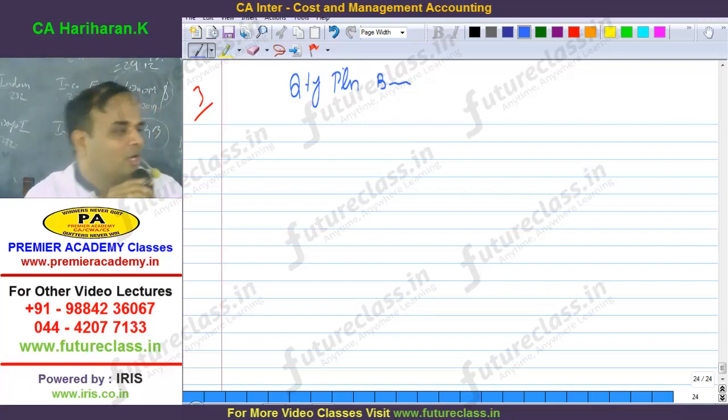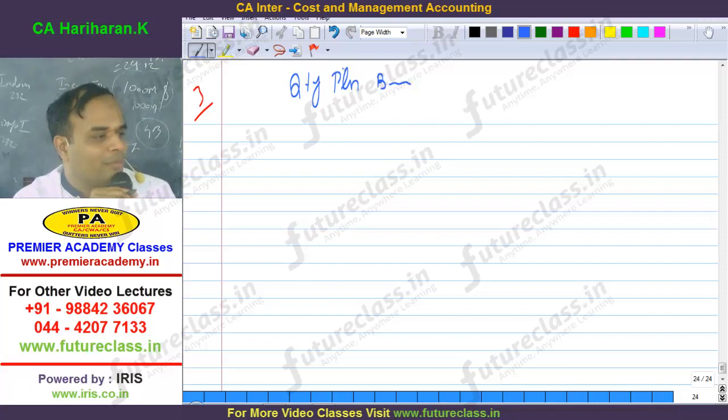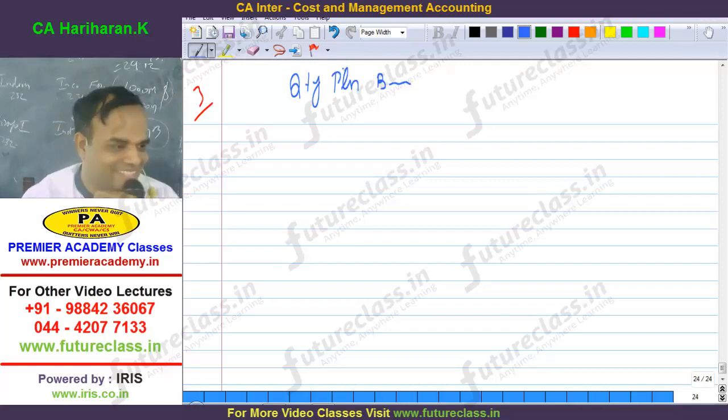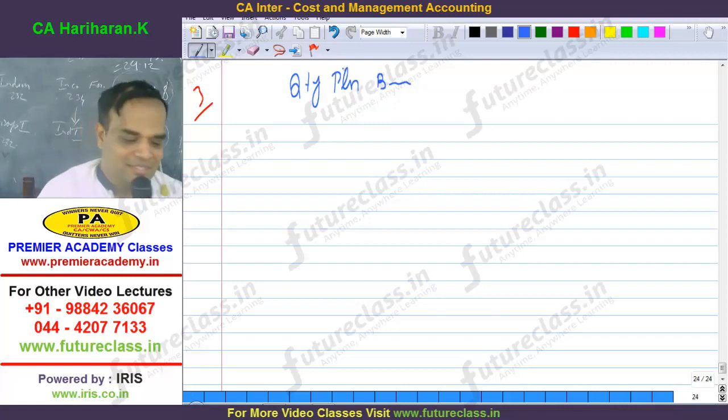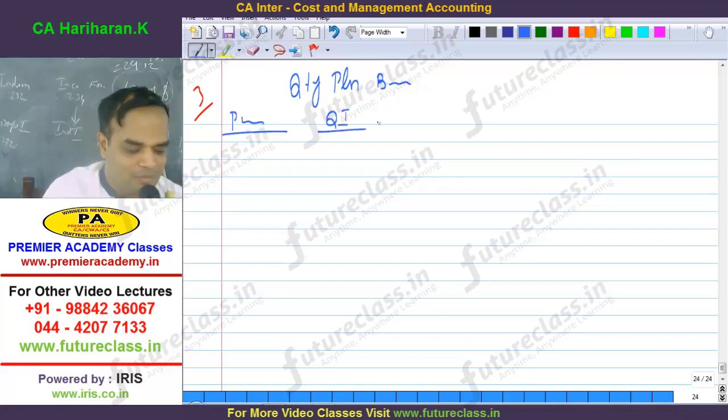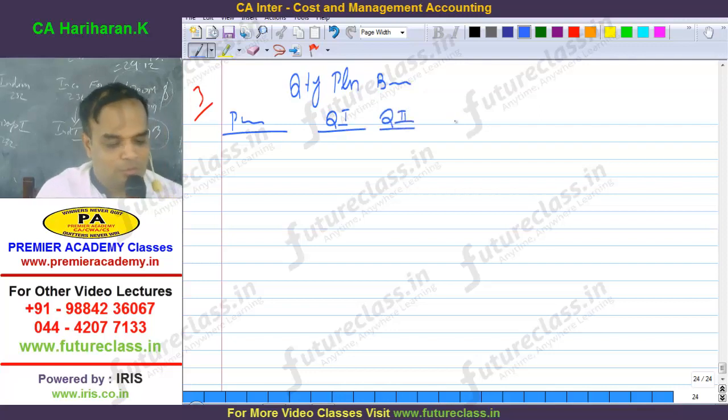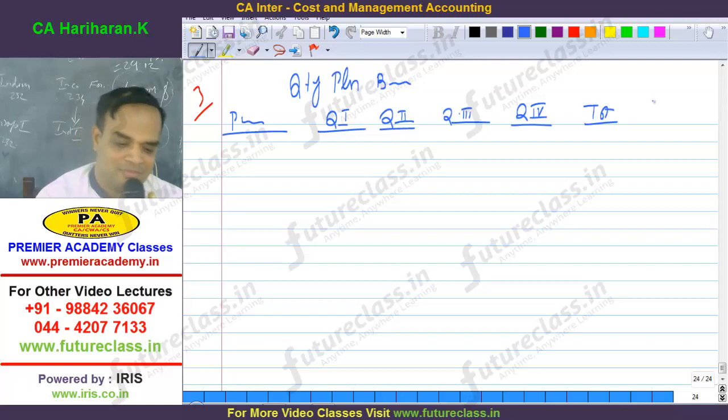Now, 1 quarter is equal to how many months? 1 year is equal to how many quarters? 4. So, particulars: quarter 1, quarter 2, quarter 3, quarter 4, quarter 5. Production in units.